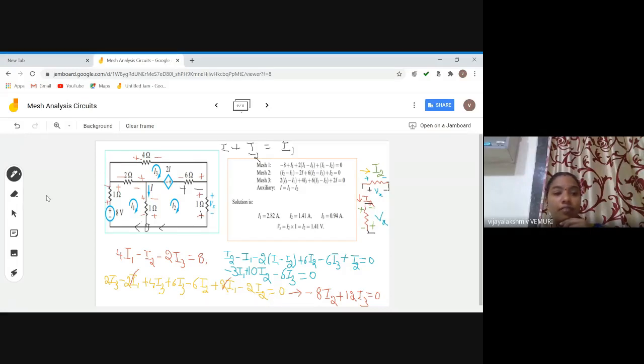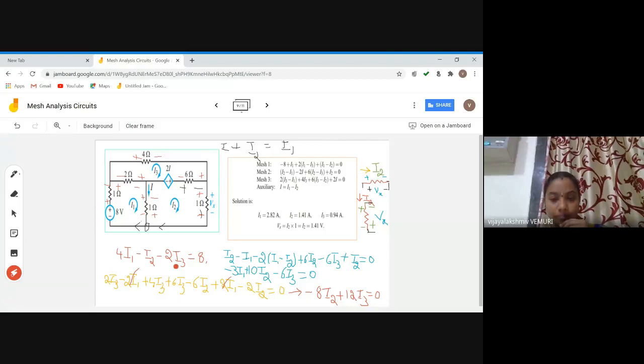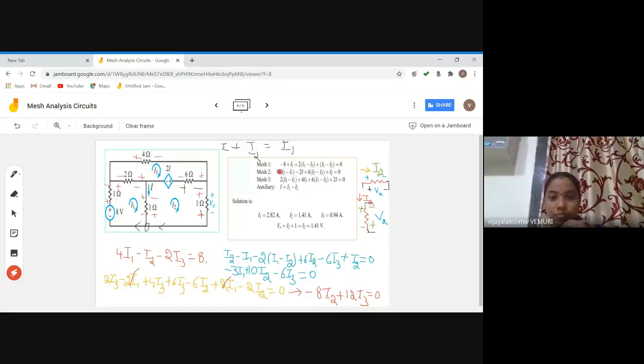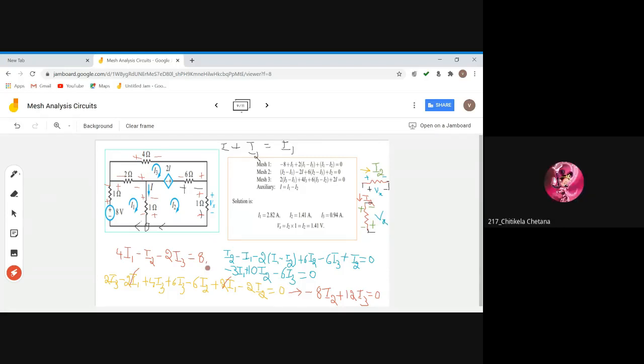Okay. So after writing the KVL equations, have you solved it, everyone? Yes, ma'am. I have just put this first equation and solved it like this. So I got this equation. If you just observe, this is 4I1 minus I2 minus 2I3 is equal to 8. Have you got the same? Yes, ma'am.